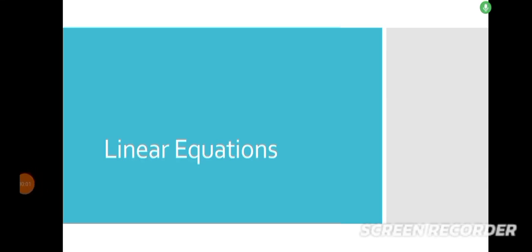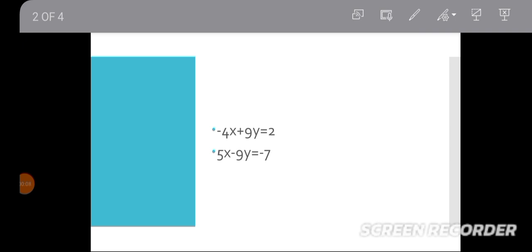Hello students, today we're going to look at linear equations. The first example has two equations: negative 4x plus 9y equals 2, and 5x minus 9y equals negative 7. So we're going to go ahead and solve these equations.